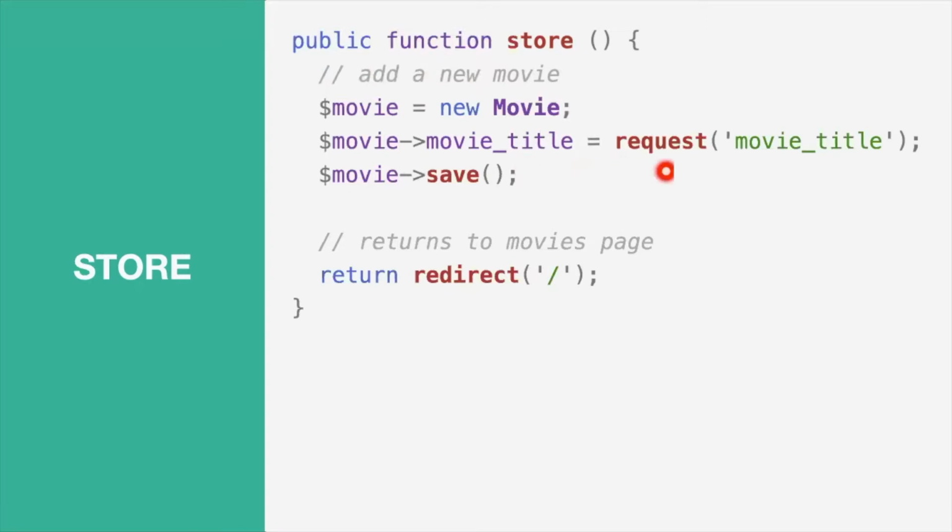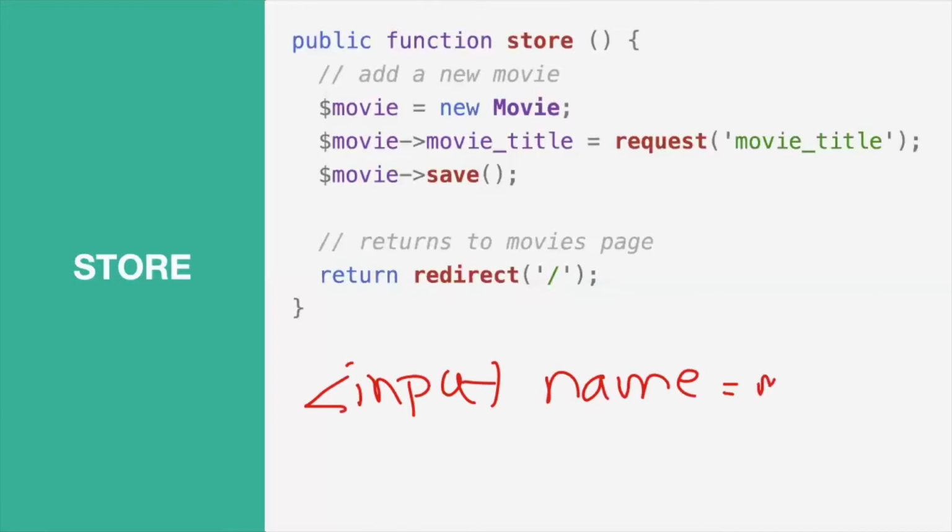Now back to this request right here. Laravel has created a simplified helper method for allowing us to access data that's been sent through a form. And that's using the request helper function. So we write request, and then we can just put in the name of the input that we want, in this case, movie title. So think of our form. Our form would have an input on it, right? We'd have an input, and it would have a name. And that name would be, in this case, movie title.